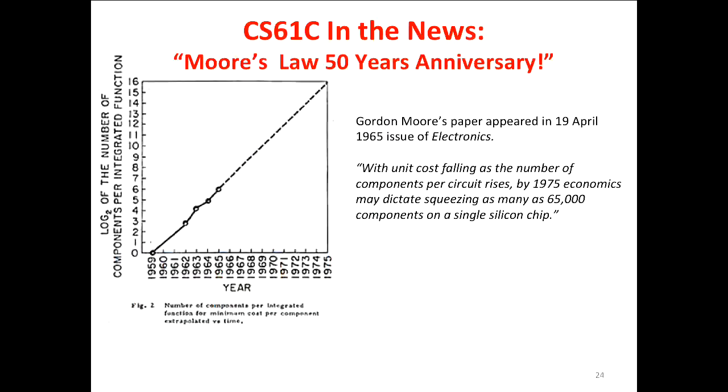Just finally in the news, a few days ago it was the 50th anniversary of Moore's Law. It's 50 years since Gordon Moore wrote this paper that appeared in an electronics magazine. This is from the abstract of the paper: the unit cost falls as the number of components per circuit rises. By 1975, economics may dictate squeezing as many as 65,000 components on single silicon chips. These days we're up into the 100 billion components, but he was looking ahead to the end of the decade: 65,000 components on a single chip.